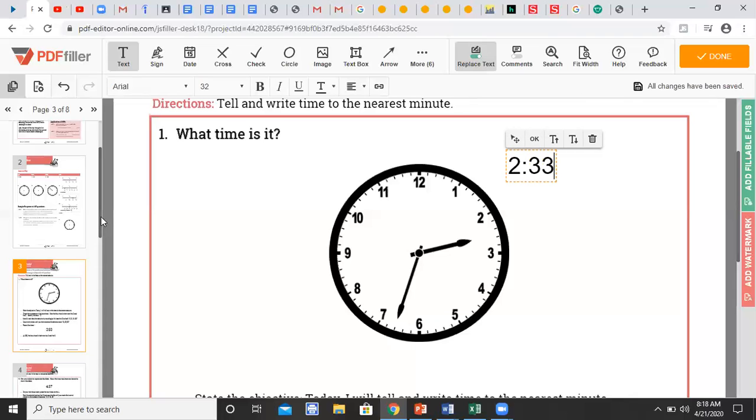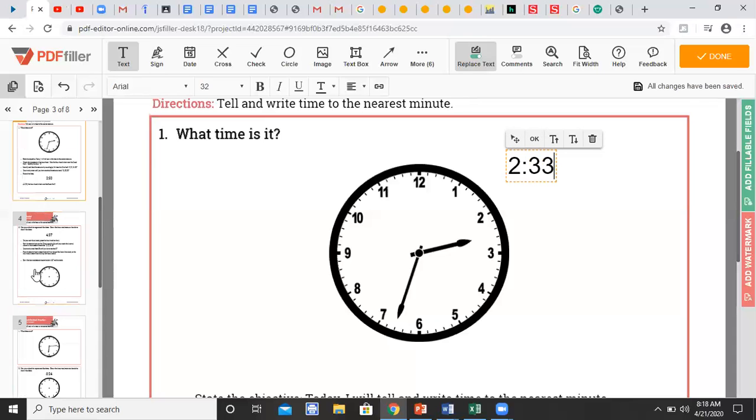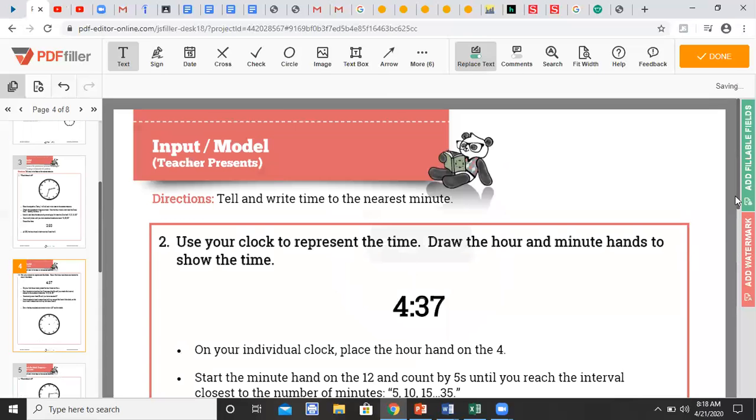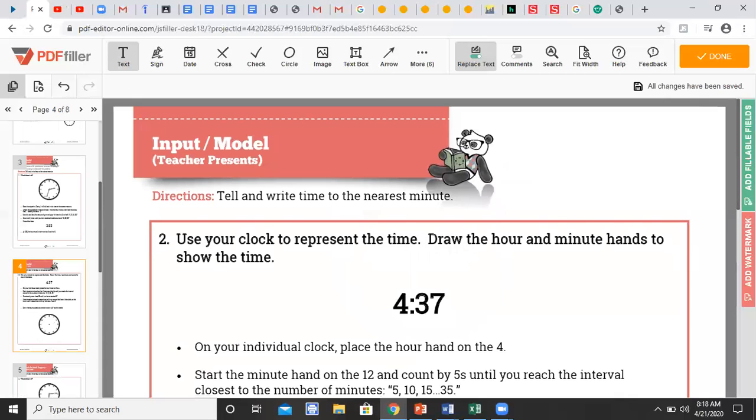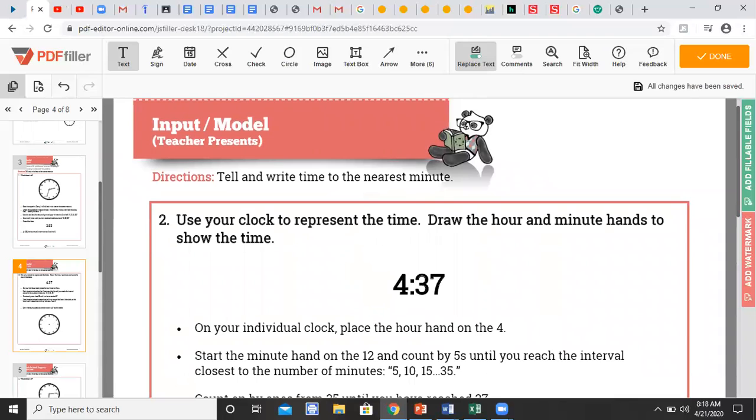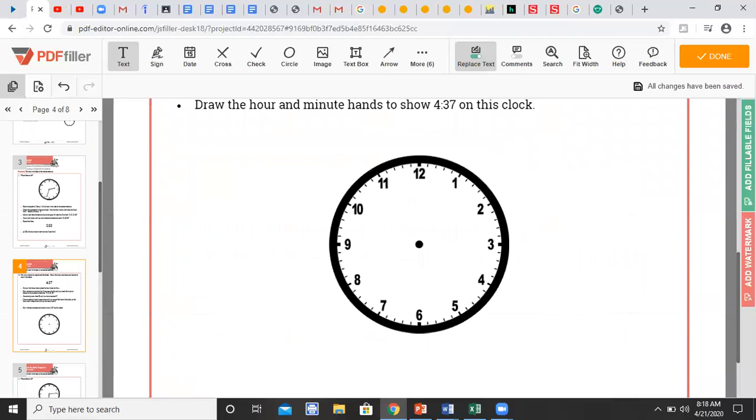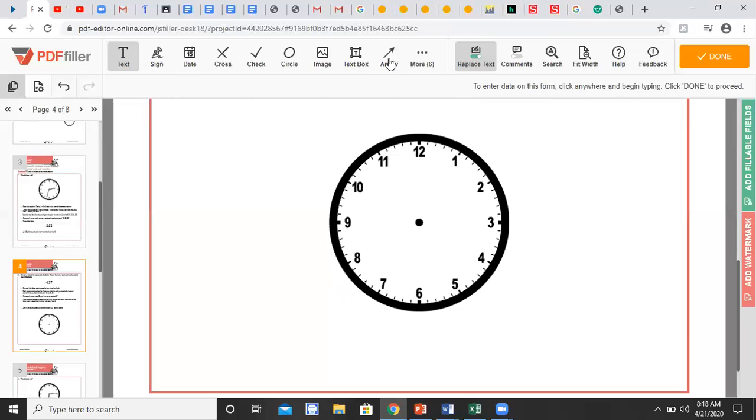Okay, let's go down to the next problem. So for this problem, we are going to draw 4:37 on a clock. So here is an empty clock, and I'm going to get an arrow here. So for 4:37, boys and girls, we know that our hour hand, which is our short hand, is going to be between the 4 and the 5. Okay, so it's not on the 4, it's between the 4 and 5.